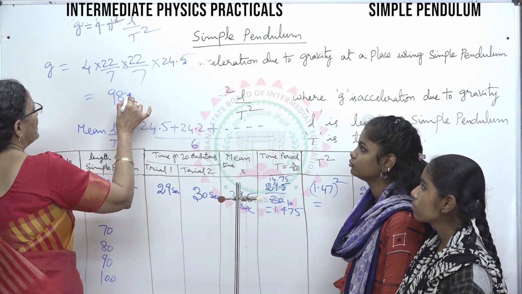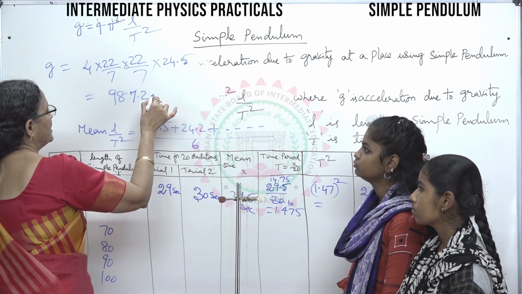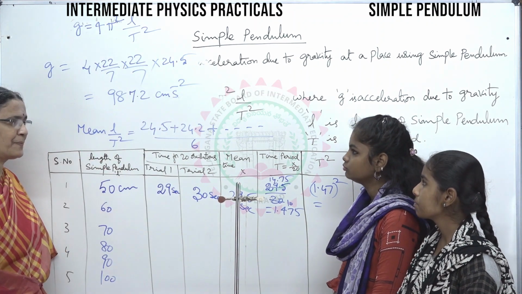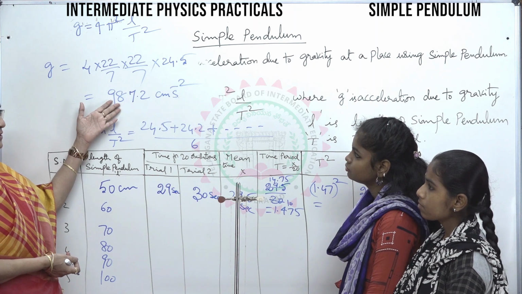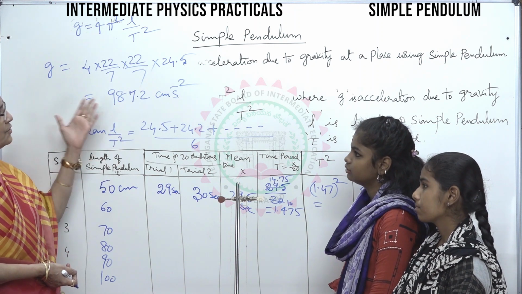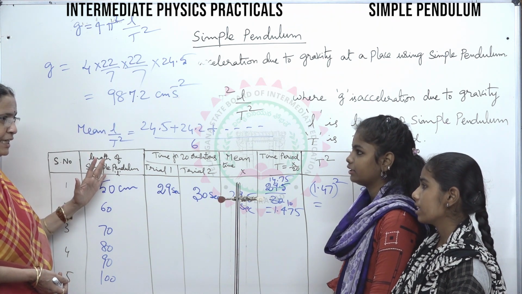980 is the right value, no? So 987.2, roughly I'm writing, centimeters second to the power of -2. You may get 990 also. Actual value is 980. So you are near to that. That means you have done the experiment correctly.